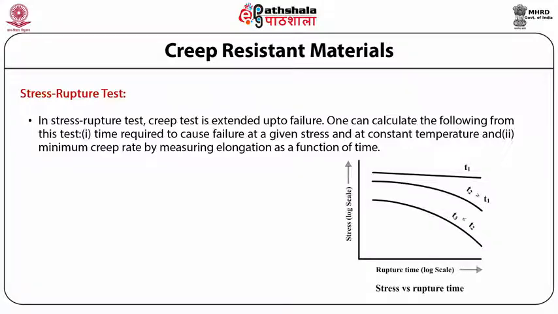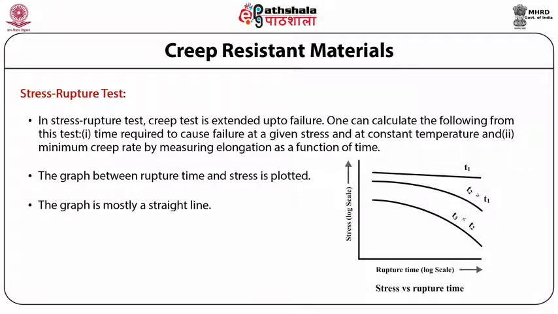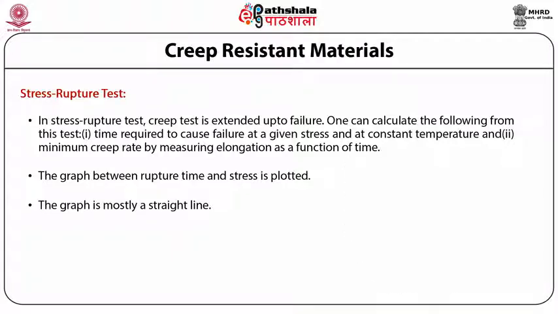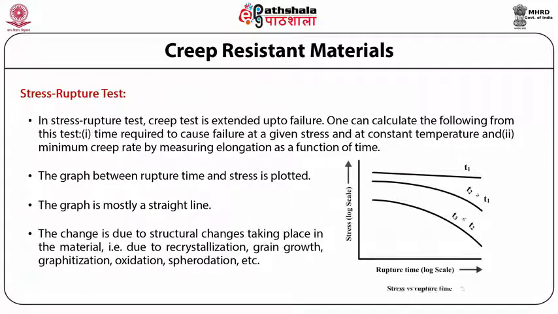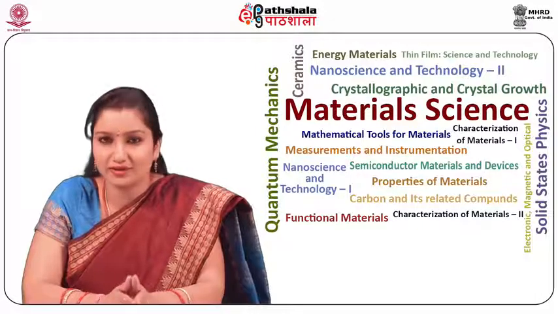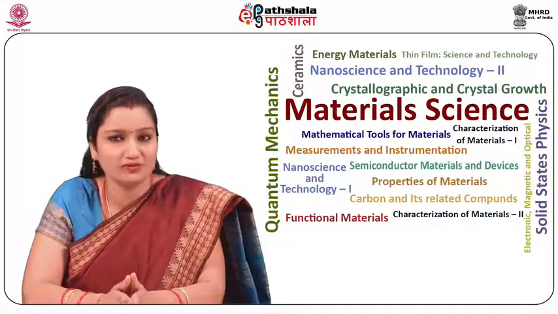The following graph is a graph between rupture time and stress. Here the rupture time and stress is plotted. The graph is mostly a straight line, but we can see some changes in the second and the third curve. The changes are due to the structural changes taking place in the material, that is due to recrystallization, grain growth, graphitization, oxidation, spheroidization, etc. So students, let us summarize what we have learned in this module.